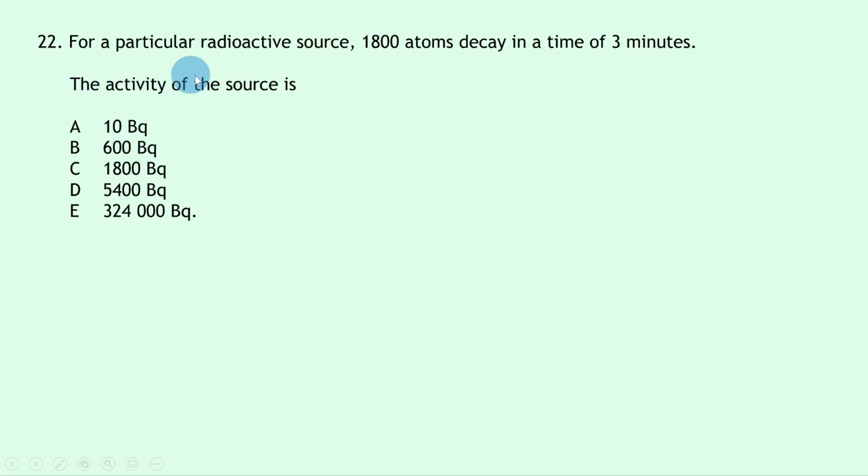Question 22 says for a particular radioactive source, 1,800 atoms decay in a time of 3 minutes. The activity of the source is. Notice how we're given the number of decays and a time, so I'm going to use my equation for activity, A equals N over T. So let's sub in the number of decays 1,800 and divide that by 3, but we need to convert the minutes into seconds because remember time is measured in seconds. So 3 times 60 there is 180. So 1,800 over 180 gives me 10 becquerels. So that means my answer is A.